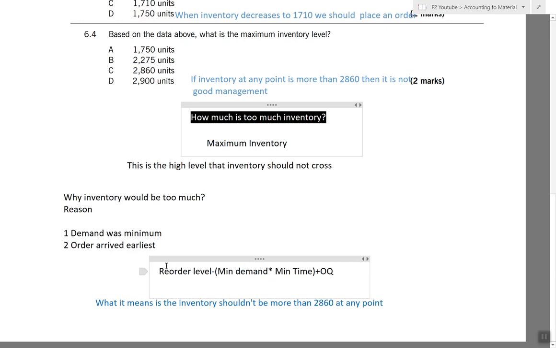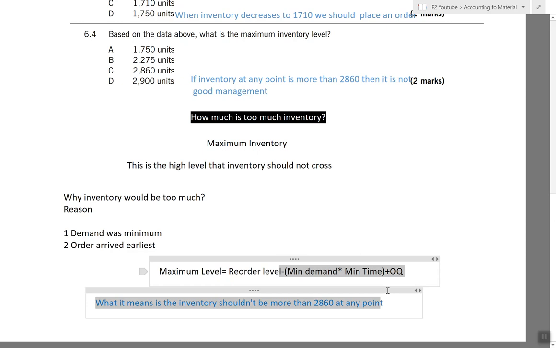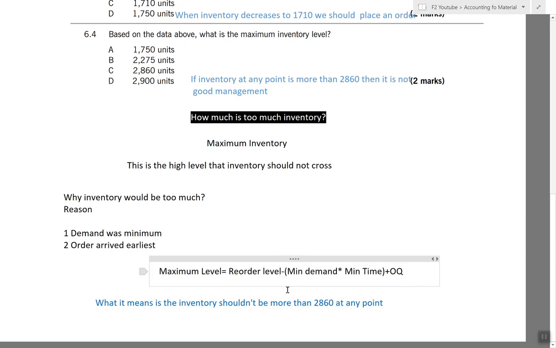reorder level, let me write here, maximum level equals reorder level minus minimum demand multiplied by minimum time plus OQ. In the book they have written it like this: reorder level plus ordering quantity minus minimum demand into minimum time, which means the same thing. But this way it makes sense. This formula makes sense as well.